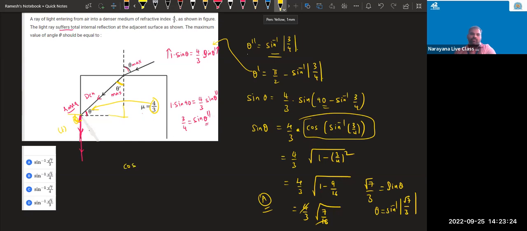How is this cosine of sine inverse of x? Is there any proof? The thing is that, another method I will do. 1 by sine of 3 by 4 I can write, no?